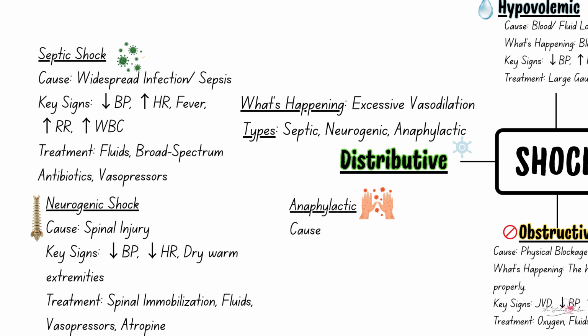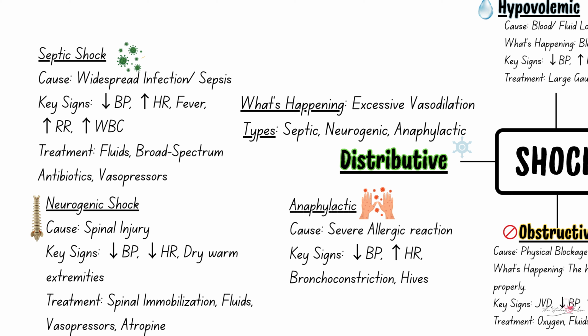Anaphylactic shock is caused by a severe allergic reaction. It is characterized by hypotension, tachycardia, bronchoconstriction, and hives. The priority treatment is epinephrine, along with oxygen, antihistamines, and fluids.